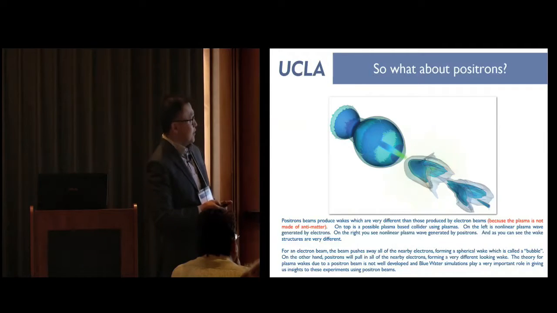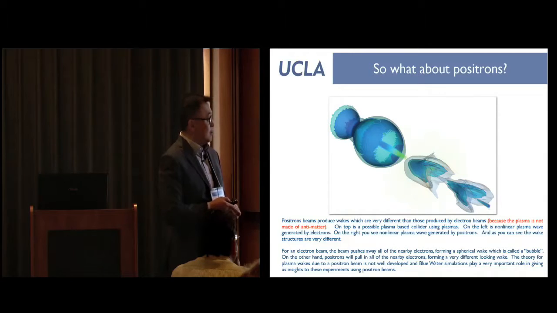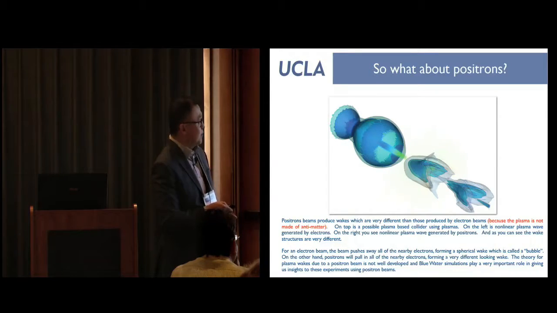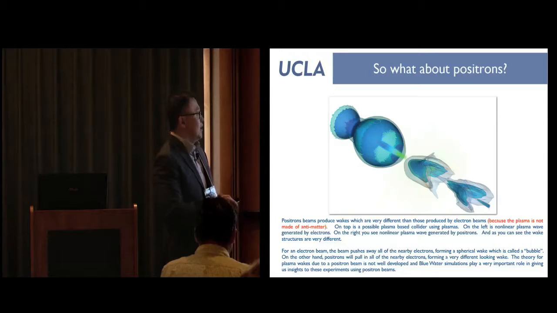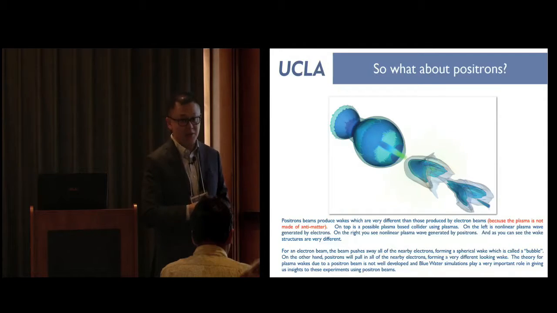This year, at SLAC, they have done some experiments using positron beams. Here's a cartoon of a plasma-based collider design, where on the left, you have an electron beam driving a wake, and the trailing bunch is accelerated. On the other side, you see a wake that's driven by a positron beam. You can see the wake that's driven by an electron beam is very different from that of a wake driven by a positron beam.